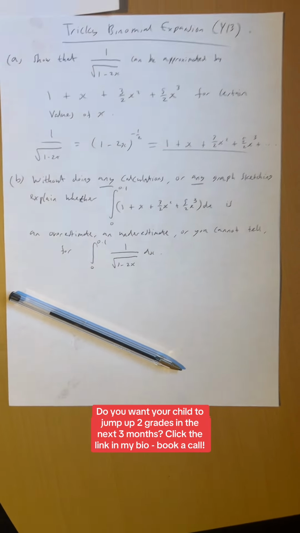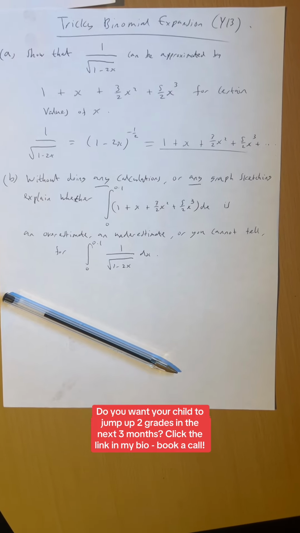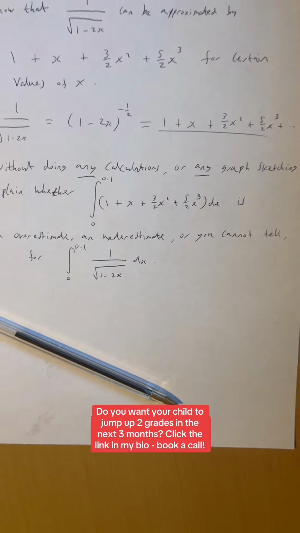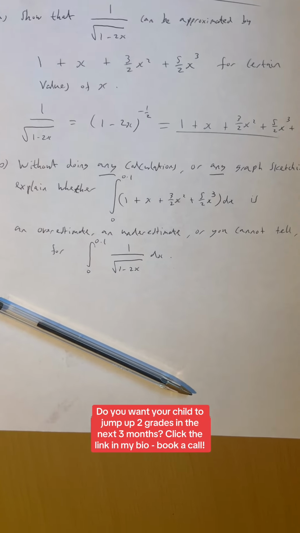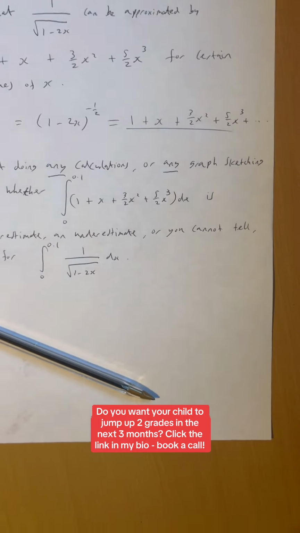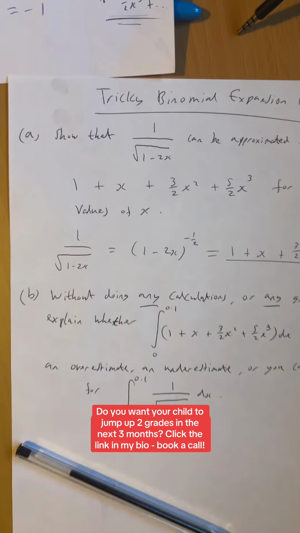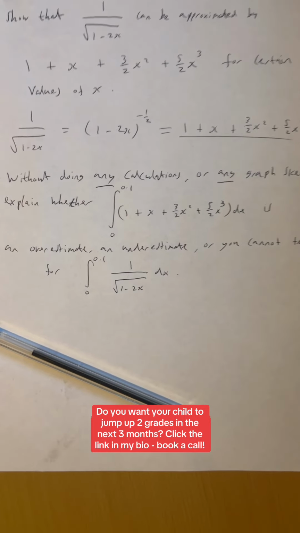So part B, without doing any calculations or any graph sketching, explain whether the integral of this cubic that we got in part A from 0 to 0.1, explain whether that integral is an overestimate, an underestimate, or you cannot tell for this integral from 0 to 0.1 for the original function that we had at the start. Is it an overestimate, underestimate, or can't you tell?